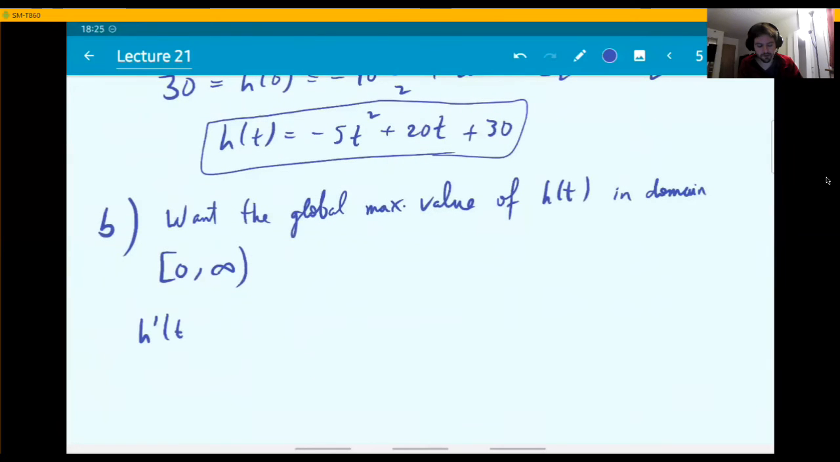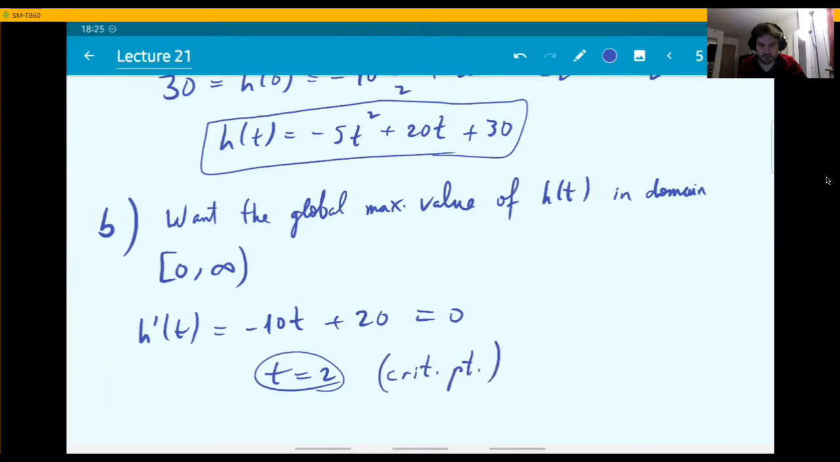Well, this derivative is the velocity function. We already found it, but it's very easy to find it again by taking the derivative of h: minus 10t plus 20. Always defined. There are no points where the derivative does not exist, but it could be 0 at one location, t equals 2. This is the only critical point.